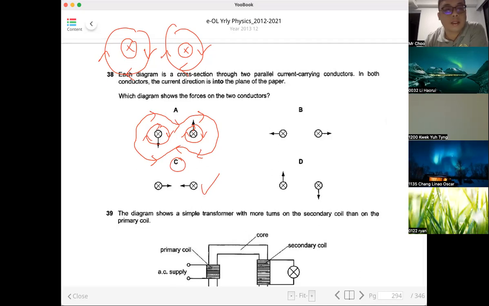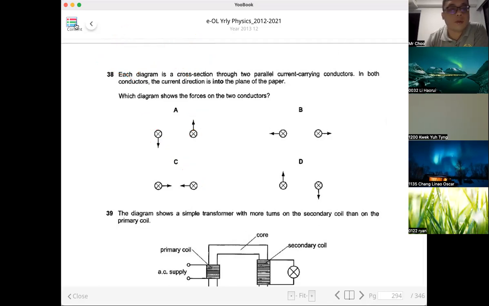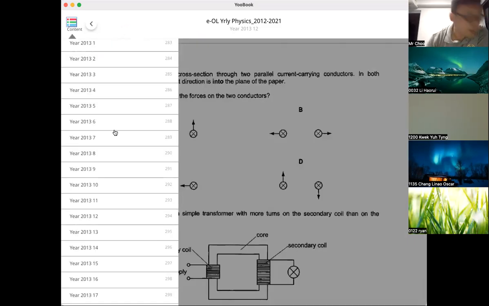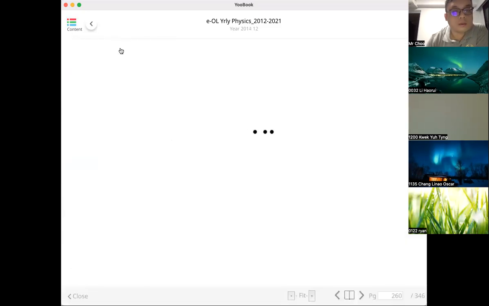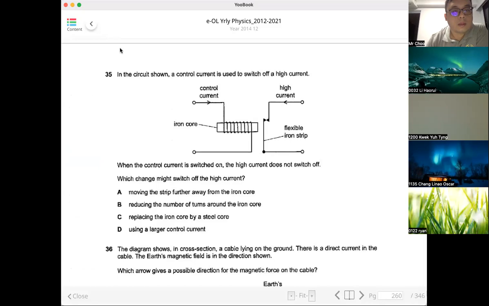Chelsea, where are you? Can you write down the answer for question number 35? Write down number 35 and your answer. Start doing this question. This is like a circuit breaker. We went through this before, so let's try this question.